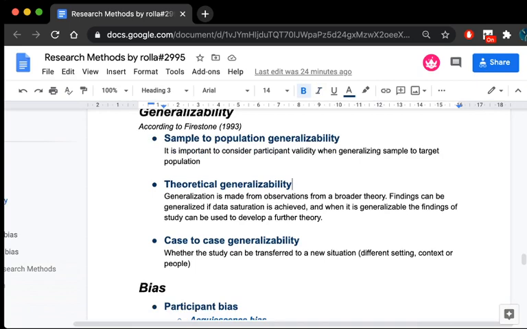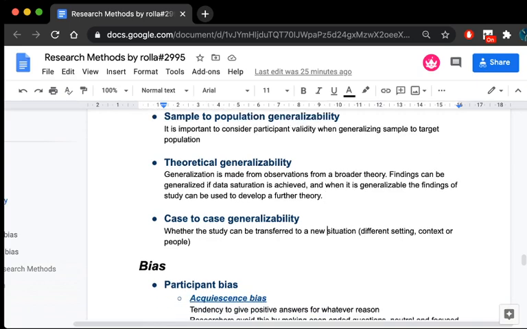It's kind of like when you want to generalize your results to a theory, so you want to relate your results to the described theory that you have. And this is only possible if you manage to achieve data saturation, aka you don't find anything else that's new. And it can usually also be used to develop a further theory about the matter.